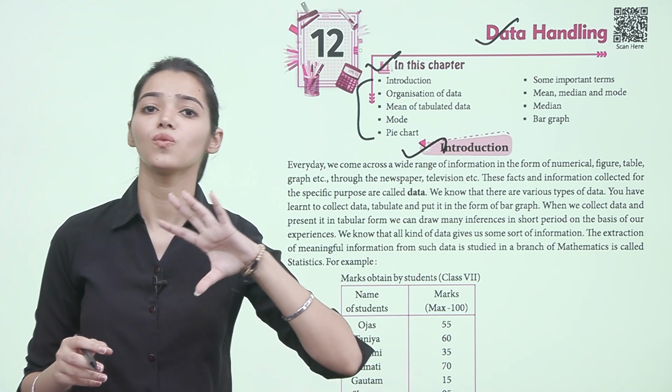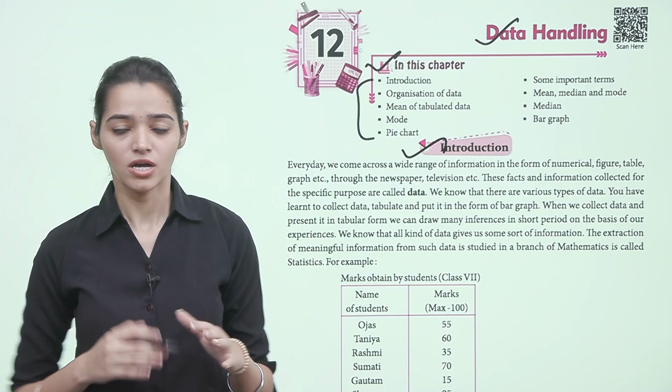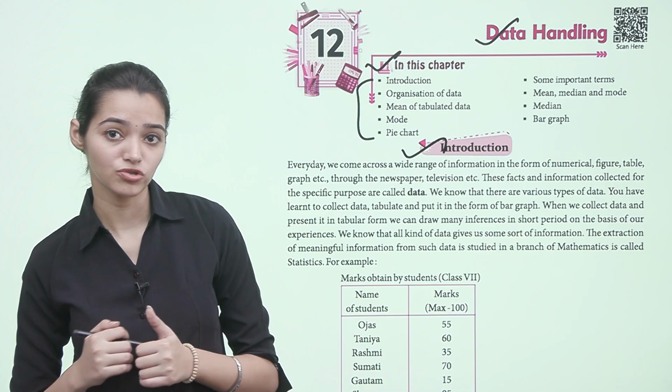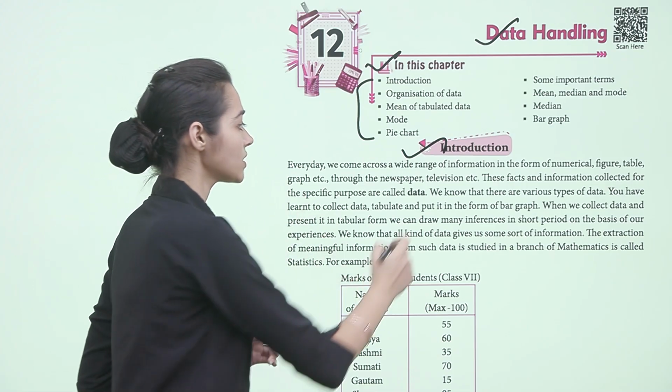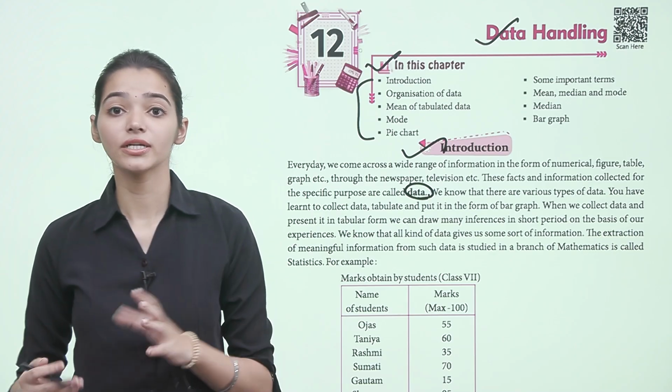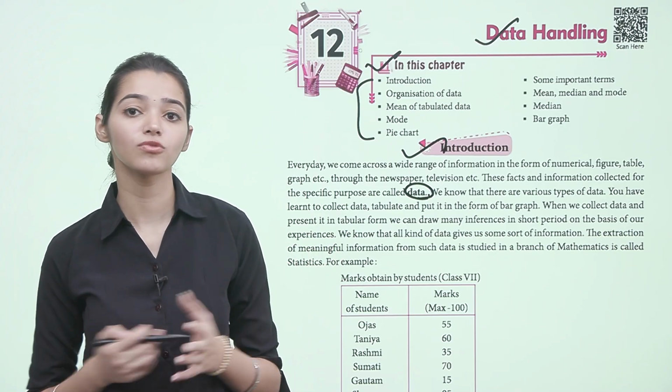Every day we come across a wide range of information in the form of numerical figures, tables or graphs, through newspapers and televisions. Now the facts and information that are collected for a specific purpose, that is called our what? Data. Now we know that there are various types of data that we learn to collect, tabulate and put in the form of a bar graph.